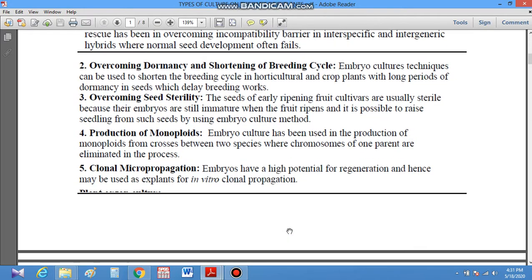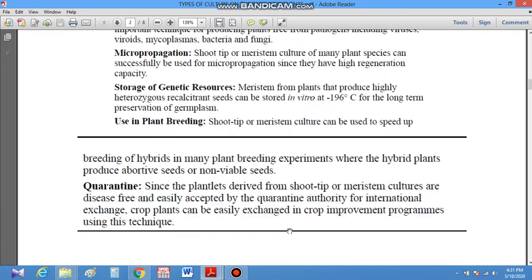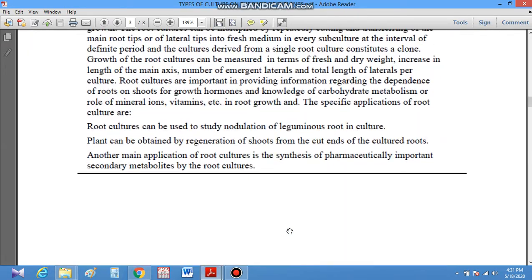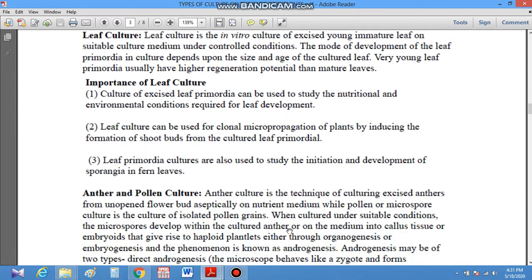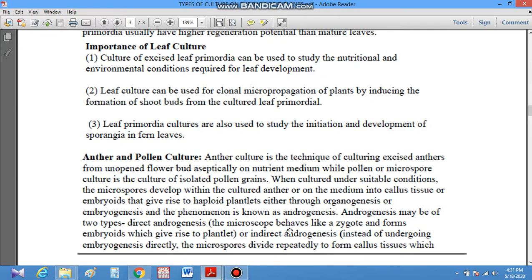Next culture we will discuss is anther culture. Anther and pollen culture is the regeneration of a whole plant from anther or pollen in the culture medium. It is useful in the development of haploid plants of wheat, barley and rice, which is important in plant breeding experiments. And by doubling the chromosome number of haploids, we can get homozygous diploid plants.